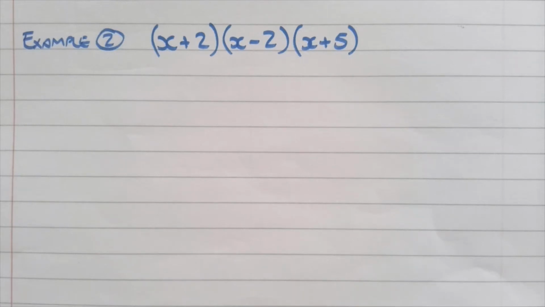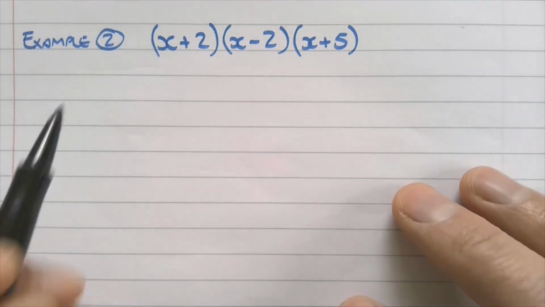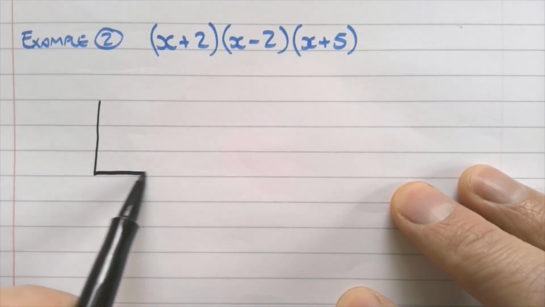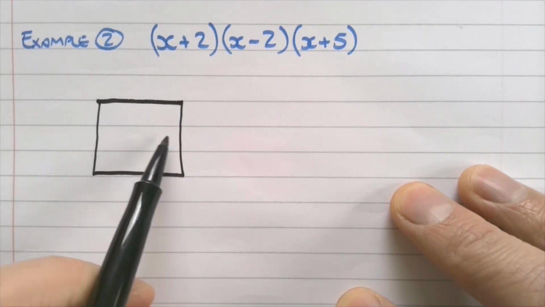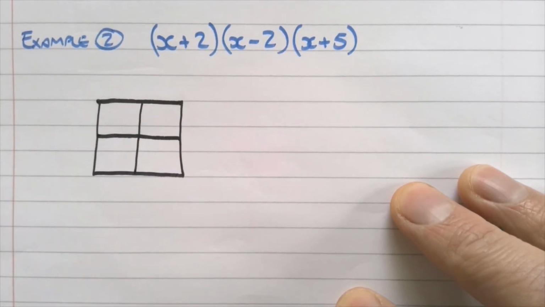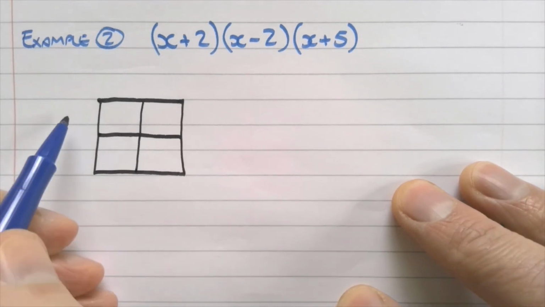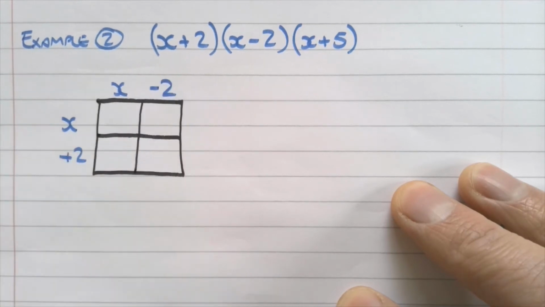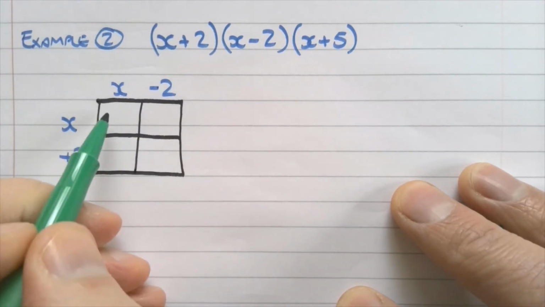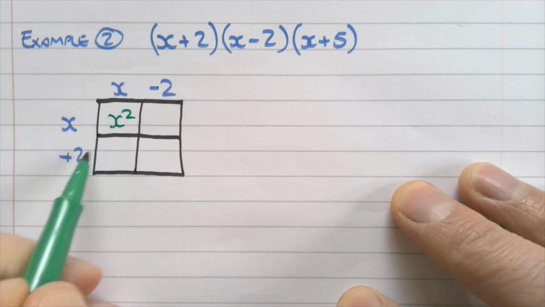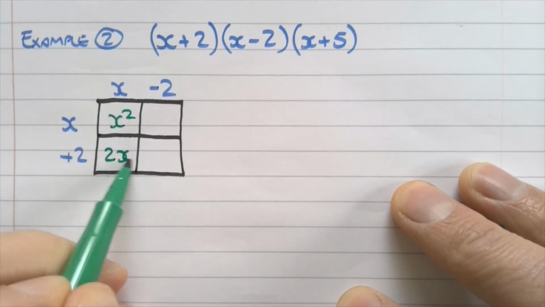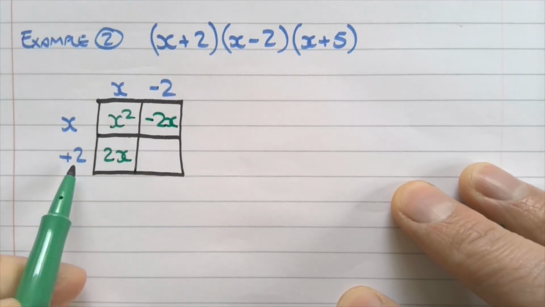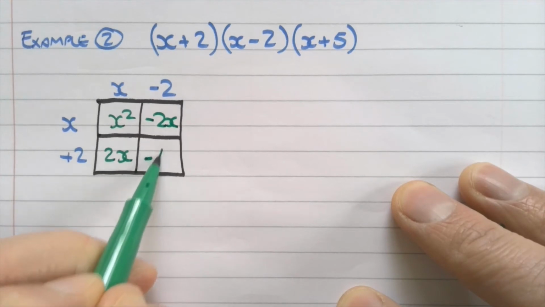So we're on to example 2 now. Again, we're going to multiply our first 2 brackets out, so we need some boxes, don't we? So let's get some boxes. I'm going to be multiplying x plus 2 multiplied by x minus 2. x times x is just x squared. Positive 2 times x is 2x. x times minus 2 is minus 2x. Positive 2 times negative 2 is negative 4.